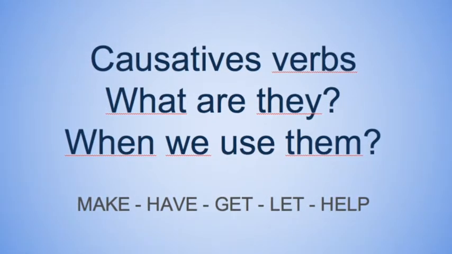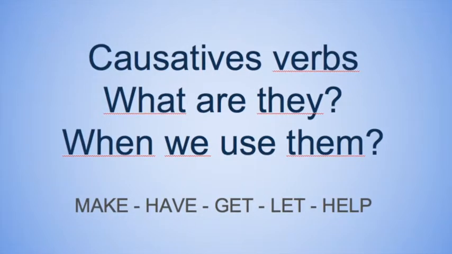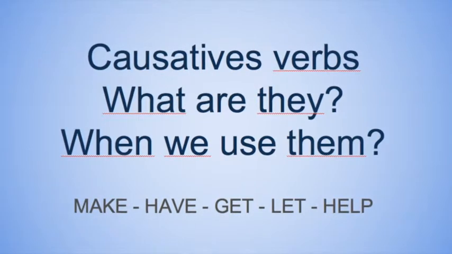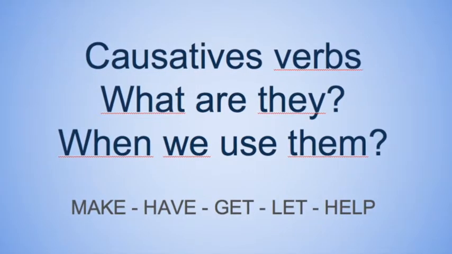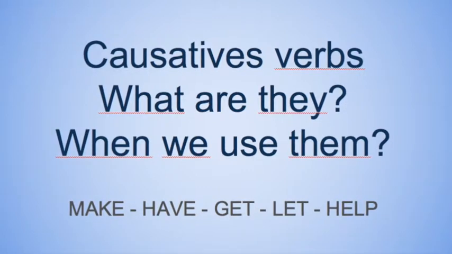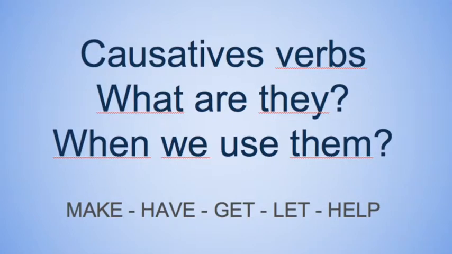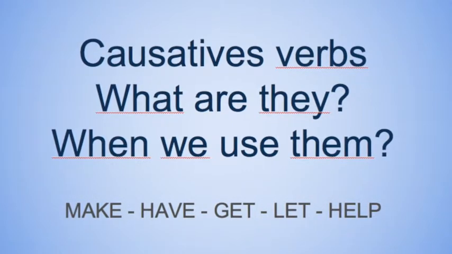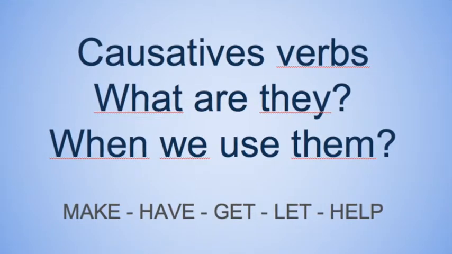The most common ones are let, make, have, get, and help. The basic pattern they follow is causative verb plus person or thing plus verb in its base form. It's like saying, look what you make me do. We'll show you how to use them. They're a bit unusual, so we'll fix common mistakes and explain their meaning.